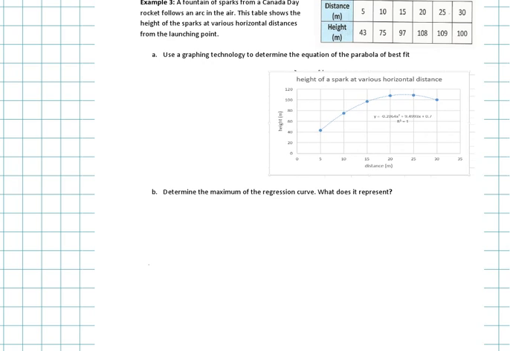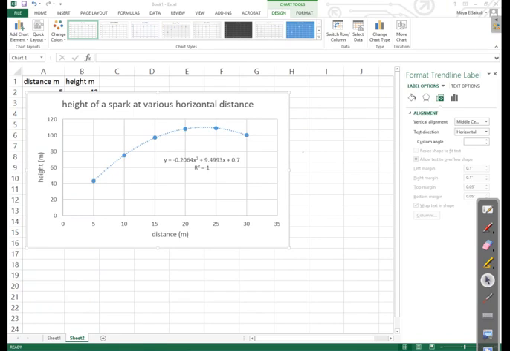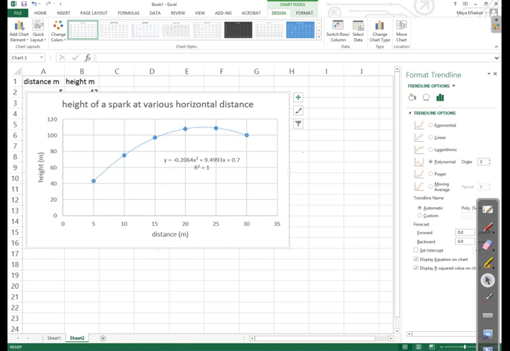So for this, can I have your attention? You can go back to your Excel sheet and look at your graph and locate where your maximum is. Where do you see the maximum is? What X value? At 20? I think it's between 20 and 25, right? Somewhere right here.